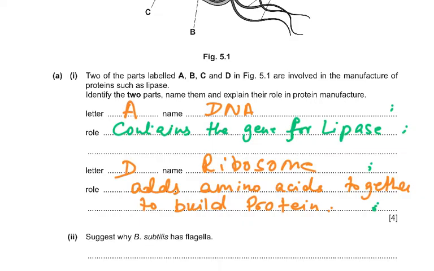What does the ribosome do? It adds amino acids together to build the protein. We say it is the site of protein synthesis. That means amino acids are put together here. They come in the right sequence, and then the peptide bonds form between them, and a polypeptide chain is formed. And then the folding is, of course, automatic.